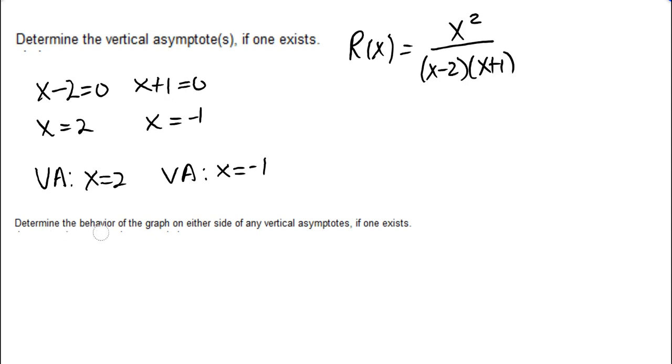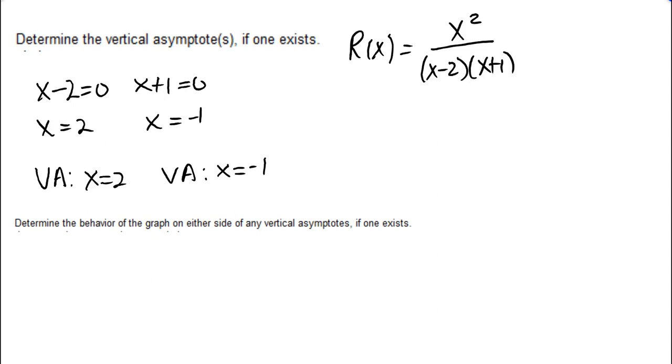Now we want to determine the behavior of the graph on either side of the vertical asymptotes. Now what we mean by that is we want to know if the y value is approaching infinity or negative infinity on either side of that vertical asymptote. Because the definition of a vertical asymptote says that x is going to approach that number, and either the y will approach infinity or negative infinity. And we need to know what's happening.